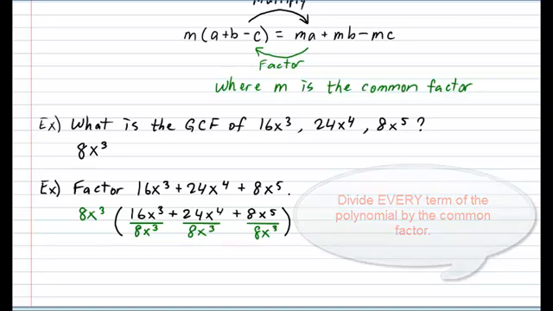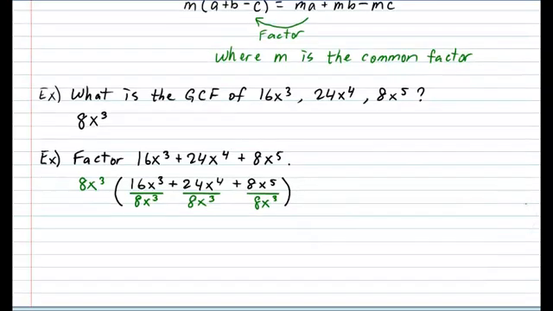And the final step is just to simplify everything inside the bracket. Don't forget that all your laws of exponents must apply. So our final factored answer will be 8x cubed, open up the bracket, so 16x cubed divided by 8x cubed is just 2.